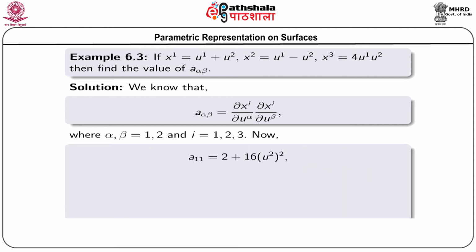a11 = 2 + 16u2², a12 = 16u1u2, a22 = 2 + 16u1². So, ds² can be expressed as (2 + 16u2²) du1² + 2(16u1u2) du1 du2 + (2 + 16u1²) du2². This is the first fundamental form for this surface.